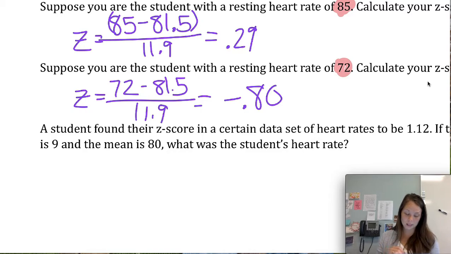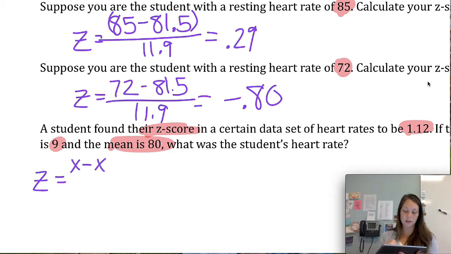They're telling us the z-score is 1.12. Then they're identifying the mean and the standard deviation for us. So if we're to use our z-score formula of z equals x minus x bar divided by s of x, we can fill in that z is 1.12. X we don't know, but we know x bar, the mean, is 80, and s of x is 9.